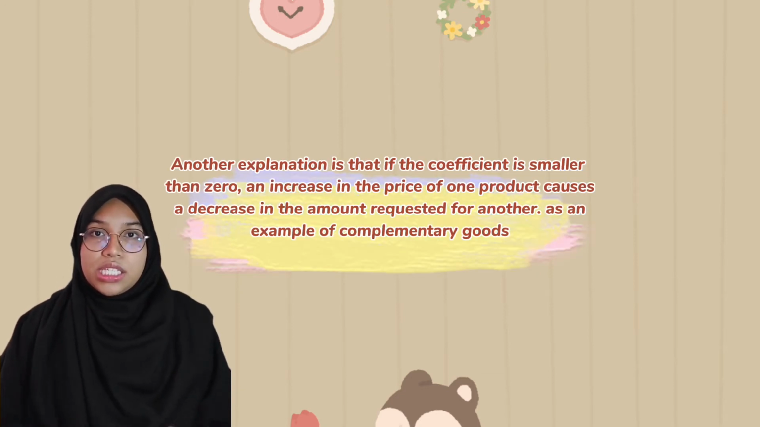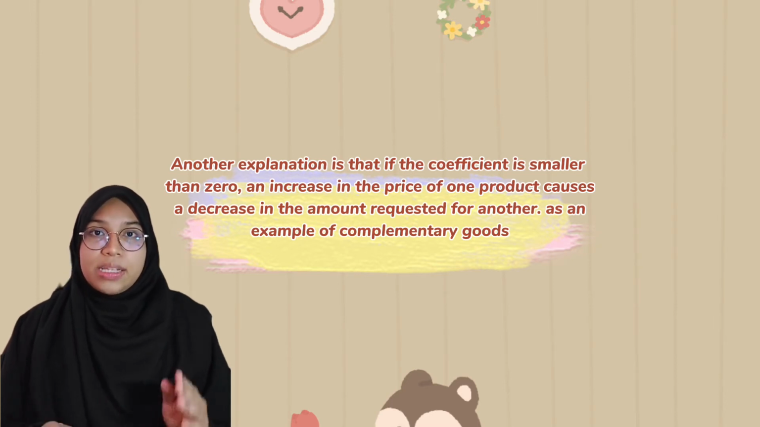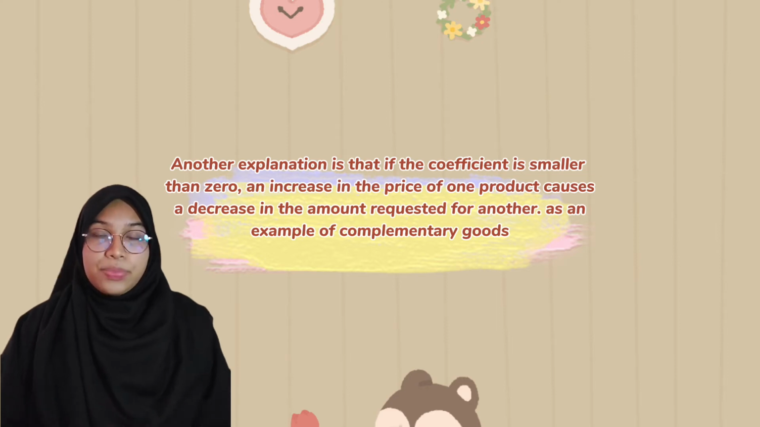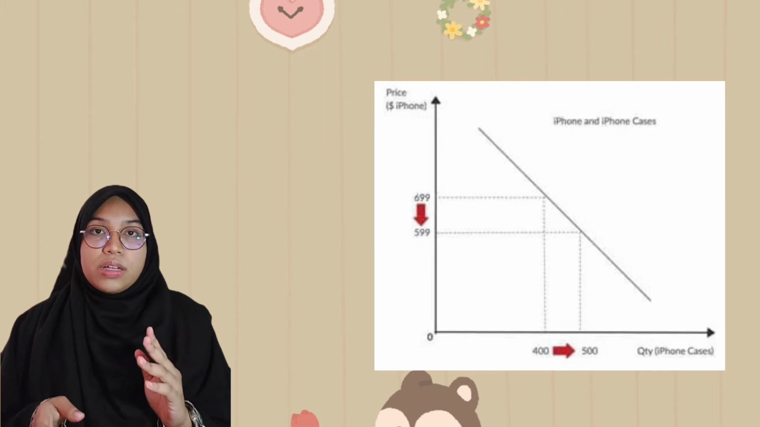Another explanation is that if the coefficient is smaller than 0, an increase in the price of one product causes a decrease in the quantity demanded for another. As an example of complementary goods, you can refer to the picture in this slide.